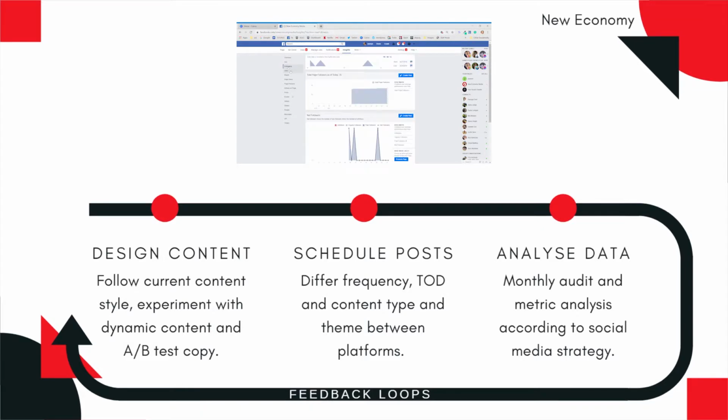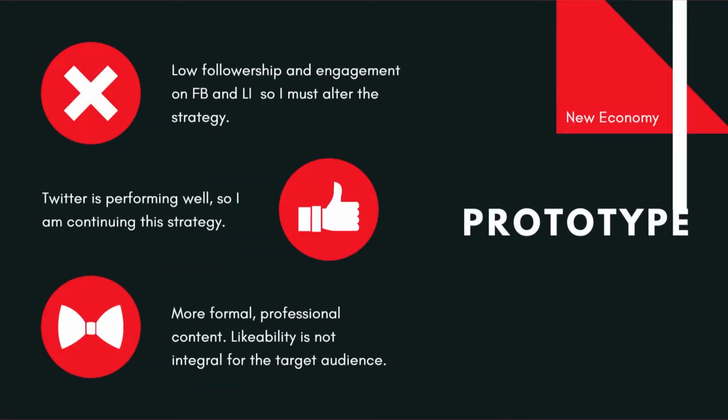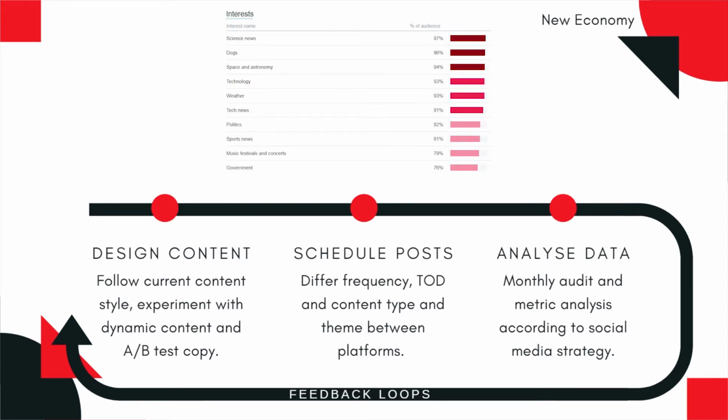I've just done the first monthly audit, and what I've concluded from here is that I'm going to keep the same strategy for Twitter. I need to change the follower strategy for Facebook and LinkedIn because it's not really progressing very fast. And I need to make the content a bit more formal and professional because I've tried playful with A/B testing the copy and it hasn't really performed as well. And I'm also going to segment the content differently on each platform based on the audience interests. So a good example of that is on Twitter, I'm just going to be focusing on fintech, science and innovation because that's the interests of the audience on Twitter.